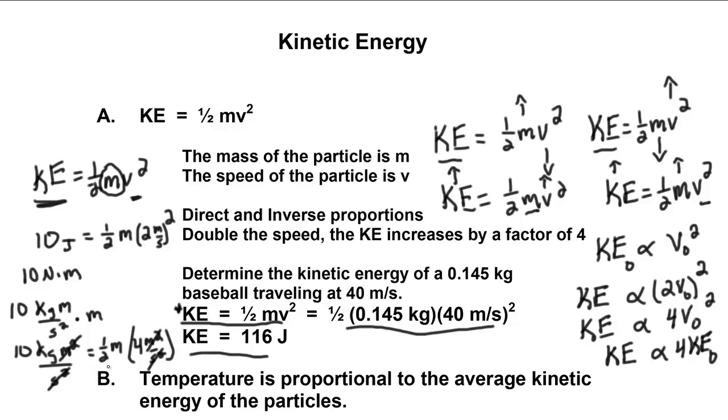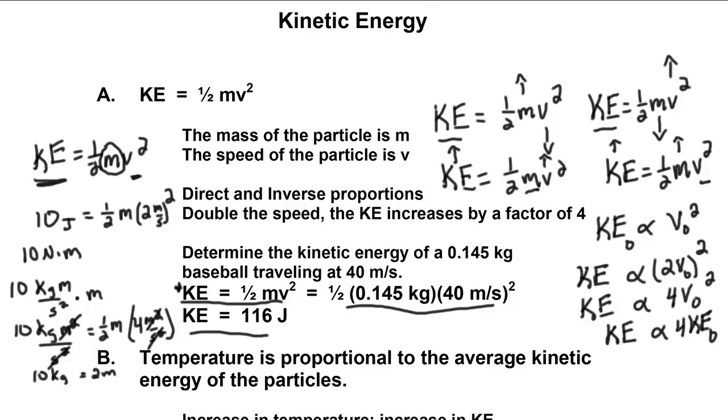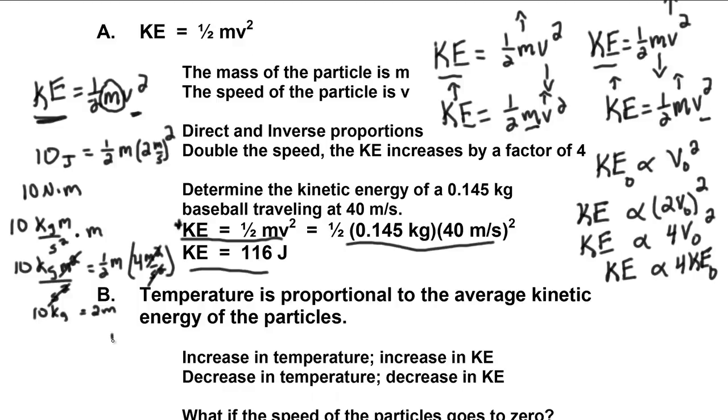4 divided by 2 is 2, and so we'll have 2m is equal to 10 kilograms. That means that the mass is equal to, if we divide both sides by 2, 5 kilograms. And that would be our solution. So sometimes you're going to have to do a little bit of algebra manipulation, but when you use the formula for kinetic energy, you have to know at least 2 of the 3 variables.